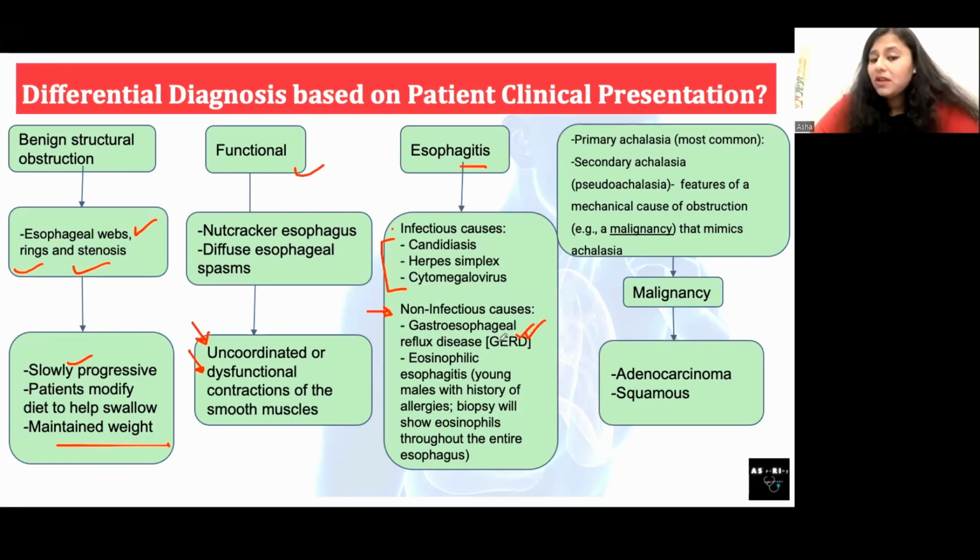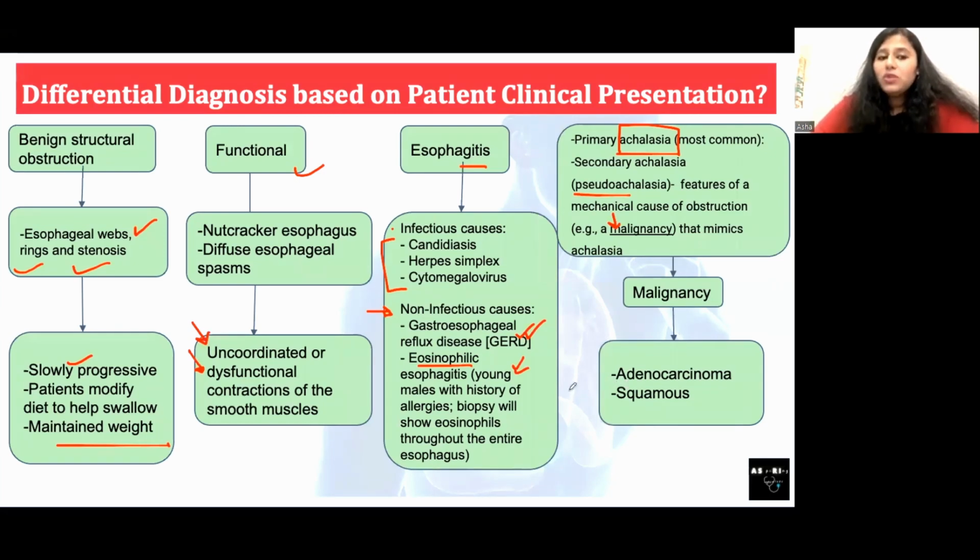reflux. So it could be because of GERD, or it can be eosinophilic esophagitis, but he was not a young male with a history of allergies. For that, we should do a biopsy to confirm that there are a lot of eosinophils throughout the esophagus. Also, dysphagia can be seen in achalasia, primary being the most common, but sometimes dysphagia can be seen in pseudoachalasia, which will show the presence of mechanical obstruction, and that can suggest malignancies that can mimic achalasia. So malignancies such as adenocarcinoma and squamous cell carcinoma.